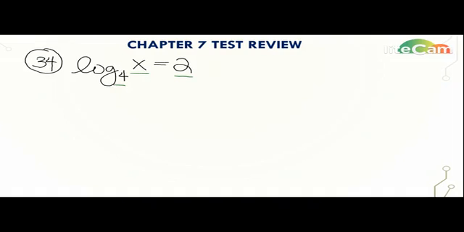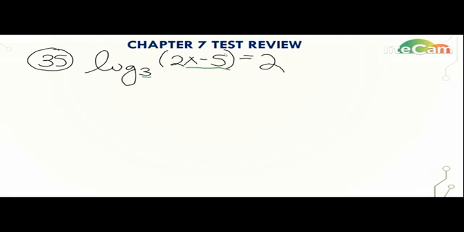Okay, next problem, number 34. We have log base 4 of x equals 2. Again, I'm going to look to see that all the pieces are in place because I want to convert this to an exponential. Okay, so I'm going to go 4 to the second equals x, which is just 16. Easy problem because there weren't any extra pieces. I could just convert, boom, done.